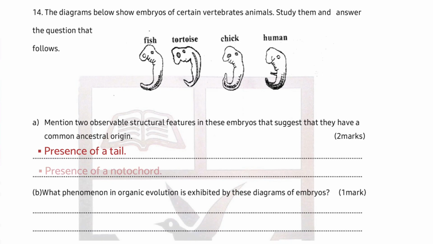They also have a notochord there. The notochord later on develops to form the backbone. And then we also have the pharyngeal slits. There they are. Some, like the fish, maintain the pharyngeal slits. These later on develop to become gills. They disappear in mammals. Part B. What phenomenon in organic evolution is exhibited by these diagrams of embryos? This is comparative embryology, where if you compare the embryos of organisms that share a common ancestry, you're going to end up having certain similarities.